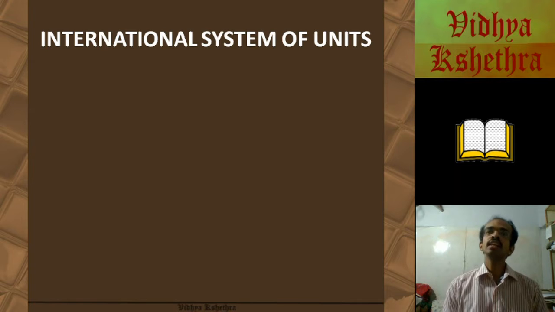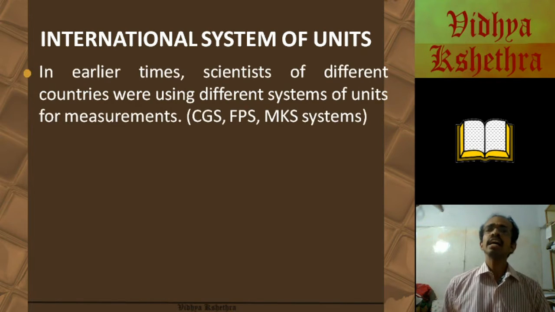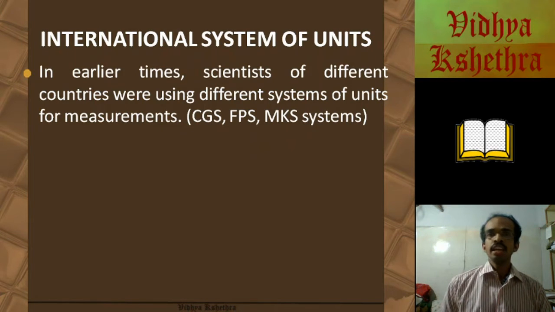Now, international system of units. In earlier times, scientists of different countries were using different systems of units for measurements, and a need for standardization of units arose. There were mainly three systems which were existing at that time.